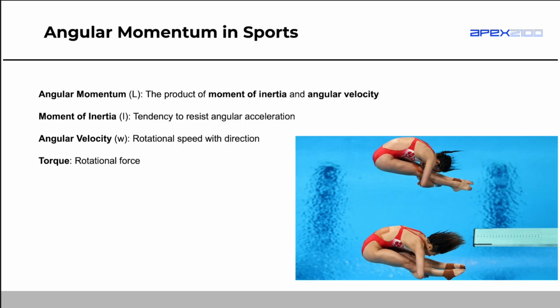Now, angular momentum in sports is another thing we need to consider. Angular momentum is the product of moment of inertia and angular velocity. So that's a few new words there. But moment of inertia is the tendency to resist angular acceleration. Angular velocity is a rotational speed, and it has a direction term as well. So this would be a vector quantity, but it's the speed at which we're rotating, basically. And then the torque is our rotational force. So let's look at an example to make that make sense.